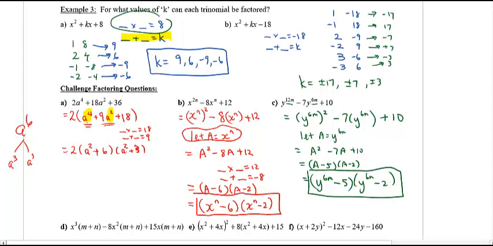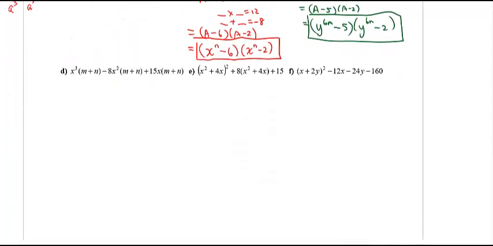Okay. And then D, E, and F are very similar, except now you have to do some greatest common factor first, I think. And then we can go ahead and solve. Let me try D and E, and then I'll let you try F, okay? D, I see that there's a factor of x and also m plus n in each of these three terms. When you take it out, you're left with x squared minus 8x plus 15.